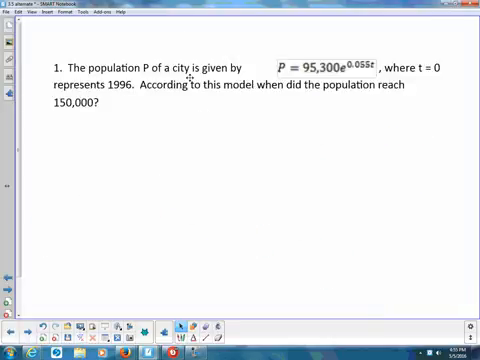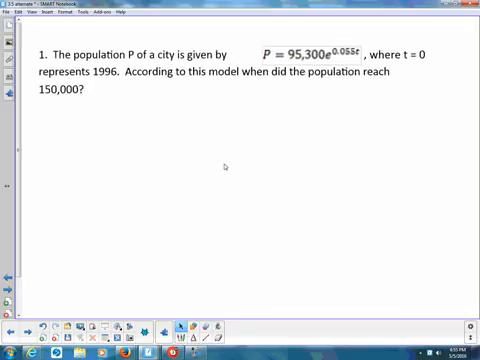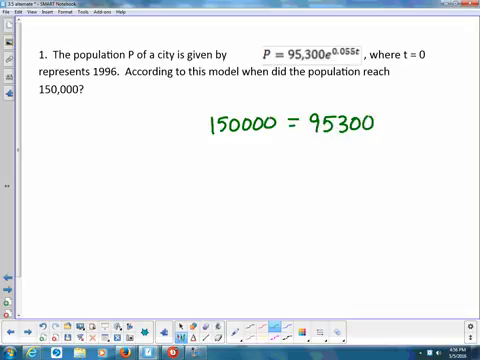All right, let's take a look at the first example from your gift. The population P of a city is given by P equals 95,300 times e to the 0.055 t, where t equals 0 represents 1996. According to this model, when did the population reach 150,000? You know how to solve these. We're going to plug in 150,000 for P and solve this equation for t. So we will divide both sides by 95,300.